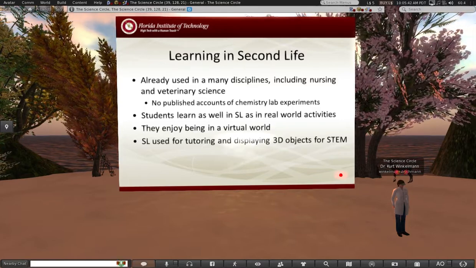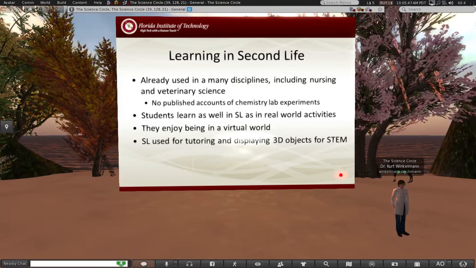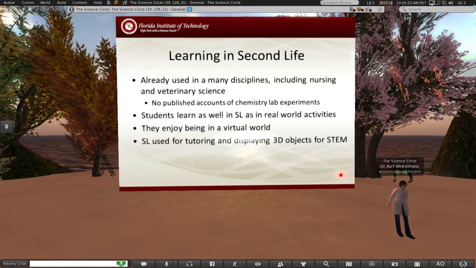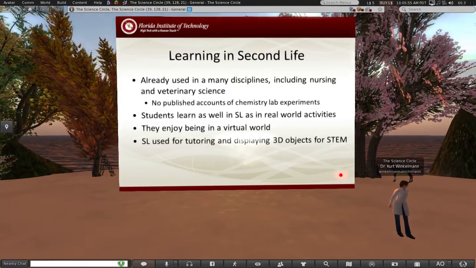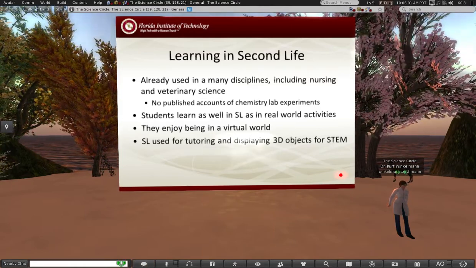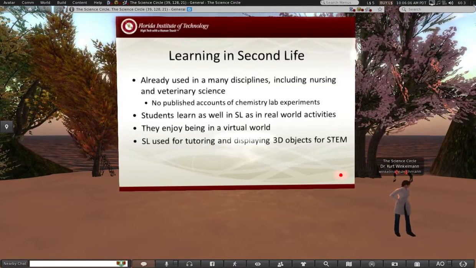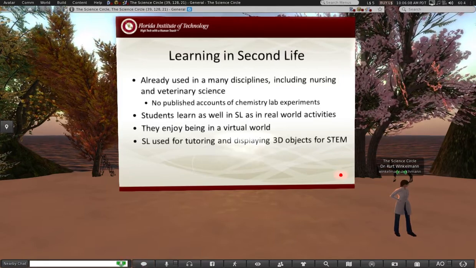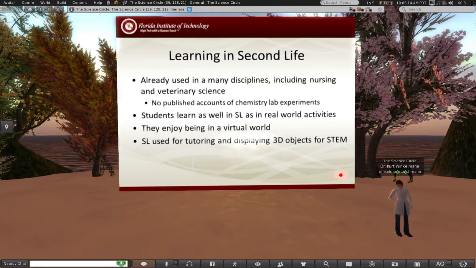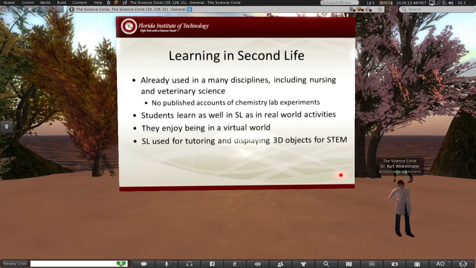So we wanted to really explore this and see whether or not we could actually measure changes in student learning by doing experiments in Second Life. Students learn as well in Second Life as they do in real world activities, and they enjoy their virtual experiences. As far as science and engineering goes, there is a lot of content in Second Life. It's more along the lines of providing a space for tutoring, or displaying some three-dimensional objects.